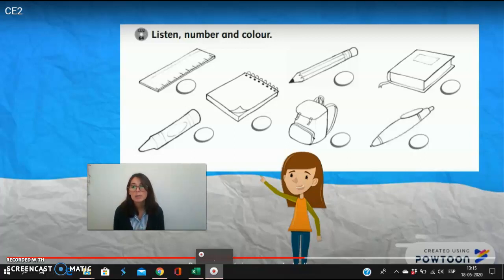Number 4, it's a purple book. Number 4, purple book. Number 5, it's an orange crayon. Number 5 is an orange crayon.